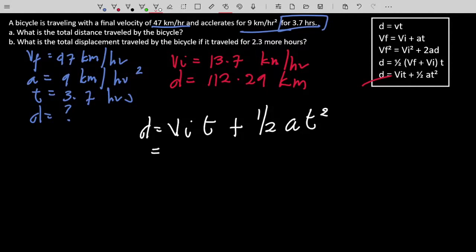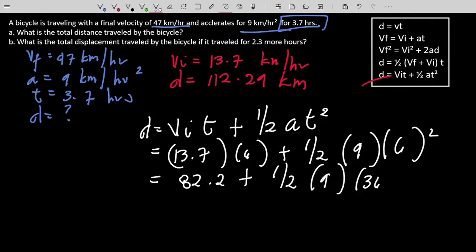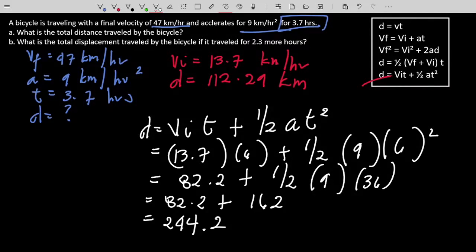Now distance is what we are trying to look for, and initial velocity is 13.7, where time is 6, plus 1 half, where acceleration is 9 and time is 6 squared. Now 13.7 times 6, you should have the value of 82.2 plus 1 half multiplied by 9, and 6 squared is 36. Now 82.2 plus 1 half multiplied by 9 multiplied by 36, then you should have the value of 162. Now 82.2 plus 162, you should have the value of 244.2 kilometers.